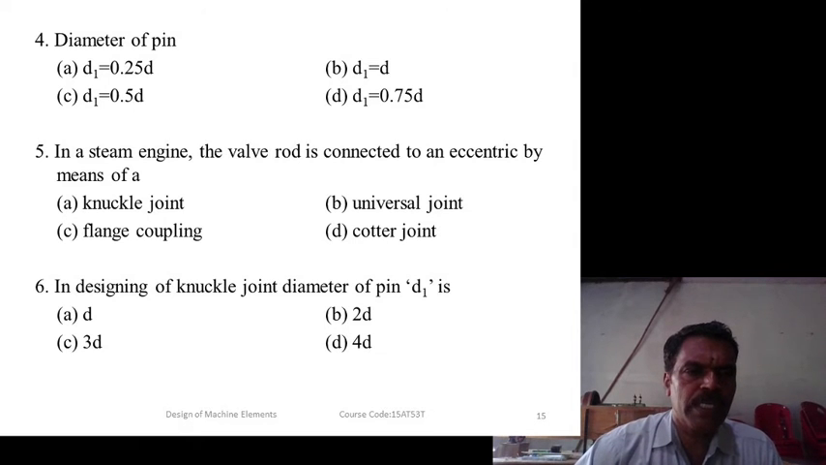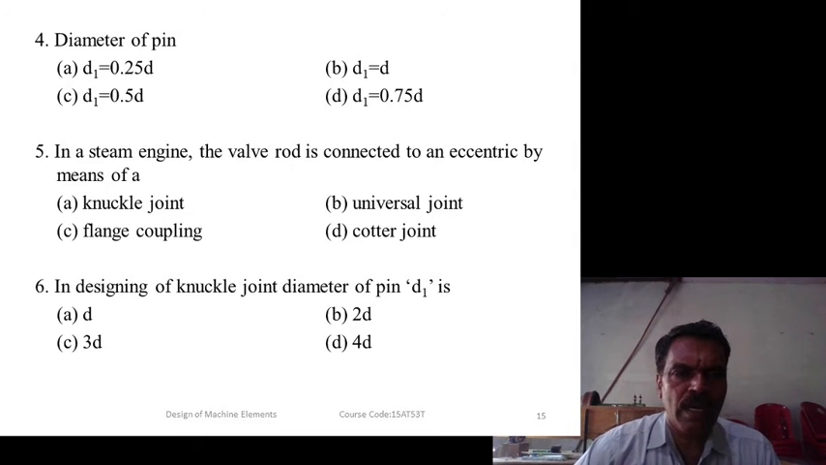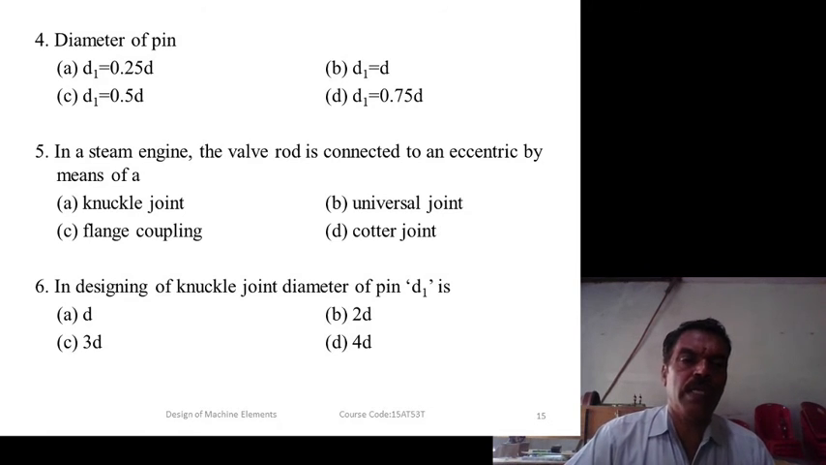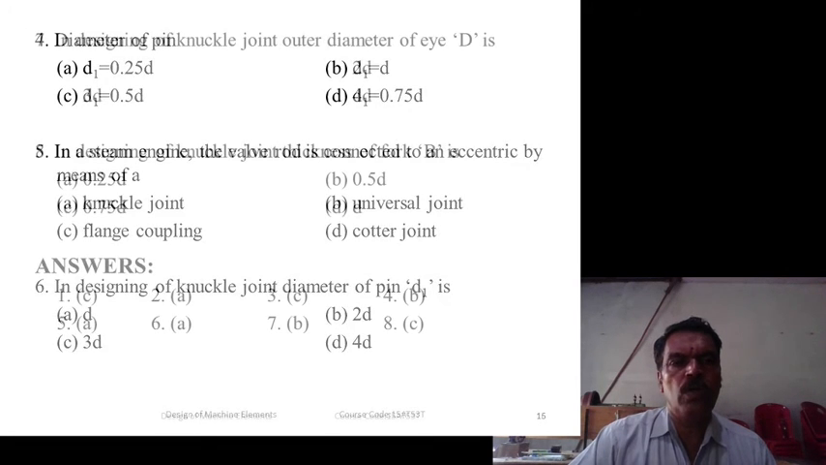Okay, so next is question number 6. In designing of knuckle joint, the diameter of the pin D1 is D, 2D, 3D, 4D. We already discussed the same question; question number 4 and question number 6 are almost the same, because D is equal to D1. D is nothing but the diameter of the rod and D1 is nothing but the diameter of the knuckle pin. So both are equal. Therefore D is equal to D1.